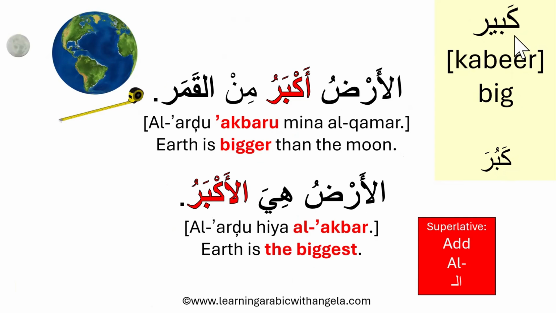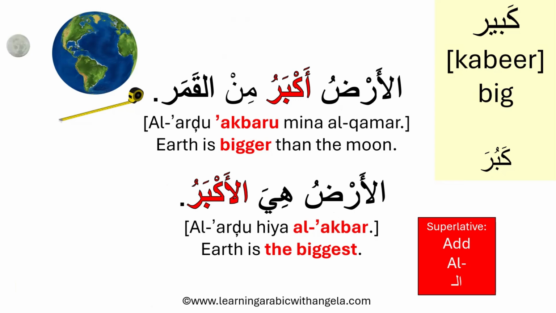Another example, I'm sure you've come across kabir and akbar. Kabir is big, and that comes from the three-letter verb kabura, which means to become big. Al-ardu akbaru min al-qamar, the earth is bigger than the moon. Ard, by the way, is a feminine noun. So over here, I'm going to say al-ardu hiya al-akbar.